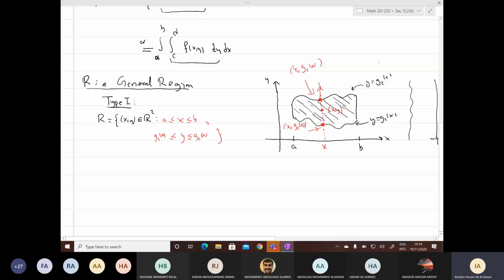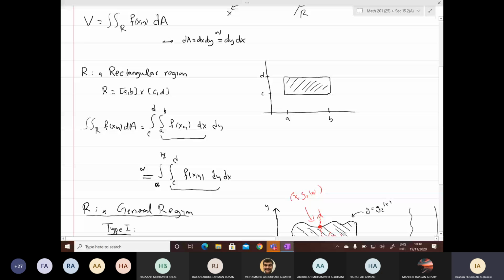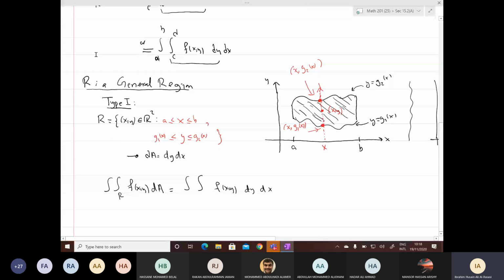Now, how do we set up the limits of integration? Double integral over R of f(x, y) dA. Now, the rule here says the following. What is dA here? You have to take dy dx. You cannot take dx dy. This is the rule. For a rectangular region, you are free to choose dx dy or dy dx. You have these two options. But for a region of type 1, a region between a lower and an upper curve, you have to choose dy dx.